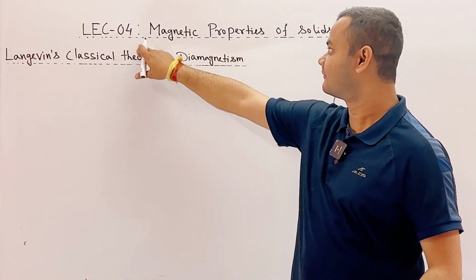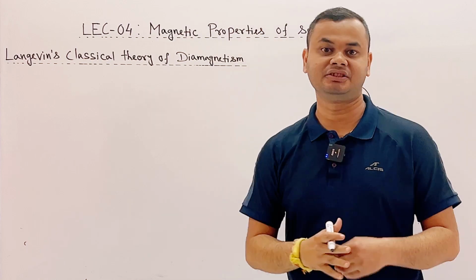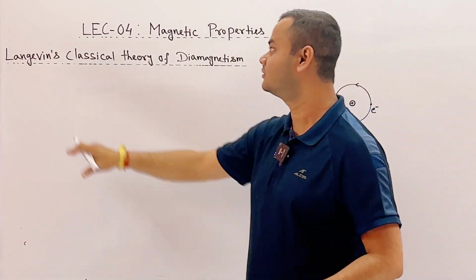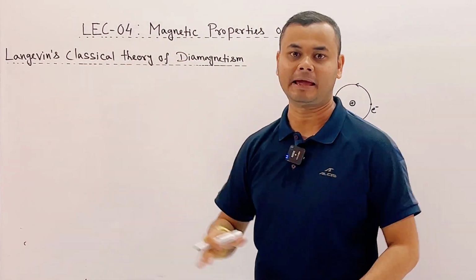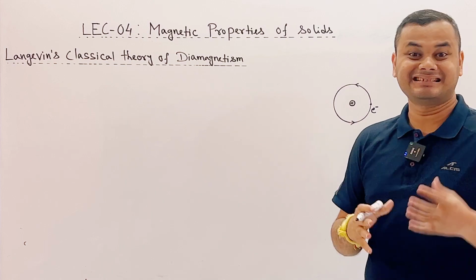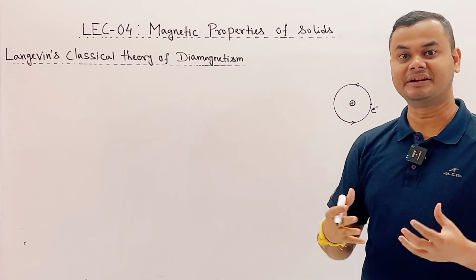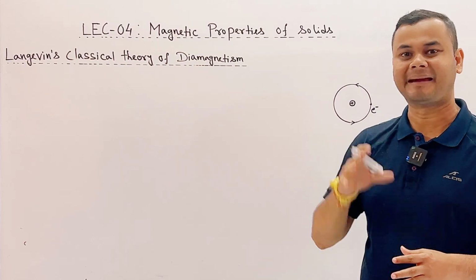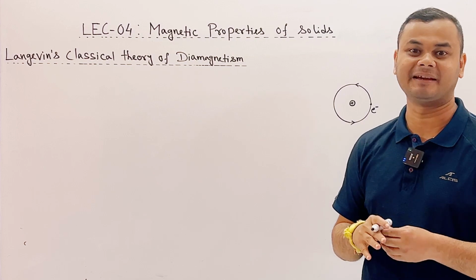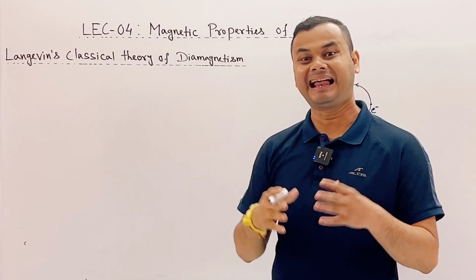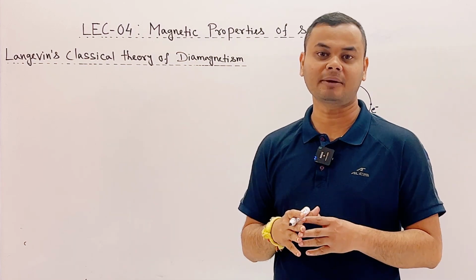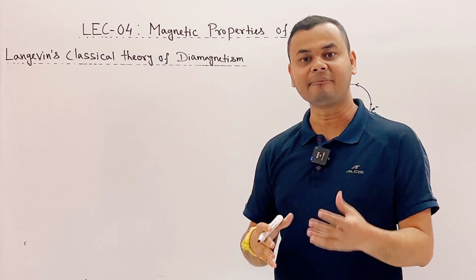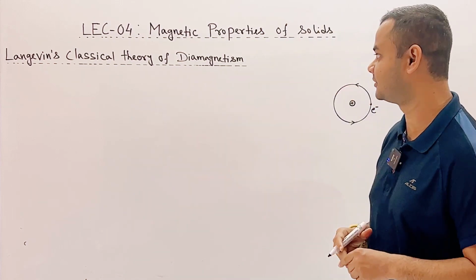This is lecture number 4 on magnetic properties of solids. Today I am going to teach you Langevin's classical theory of diamagnetism. Students, in this lecture my main target is to derive a mathematical expression for magnetic susceptibility of a diamagnetic material. Since it's a very lengthy topic, first let me talk about the intermediate steps that I am going to follow while deriving the expression.